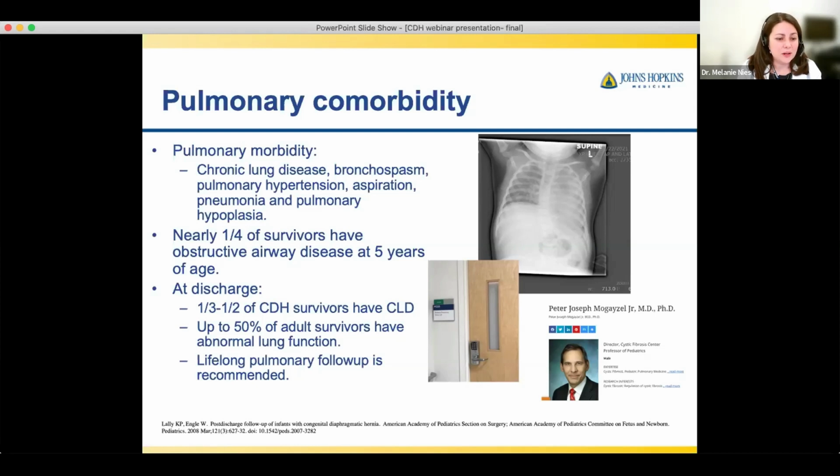And we also are monitoring for chronic lung disease. And then up to 50% of adult survivors will have abnormal lung function, but oftentimes this is managed just through ongoing care. So it's so important to get in early. Next slide, please.